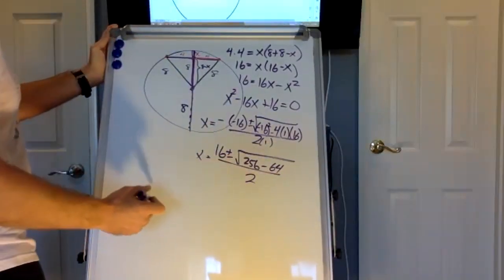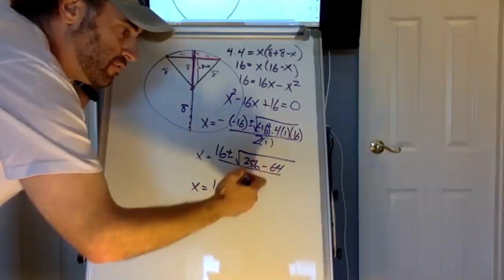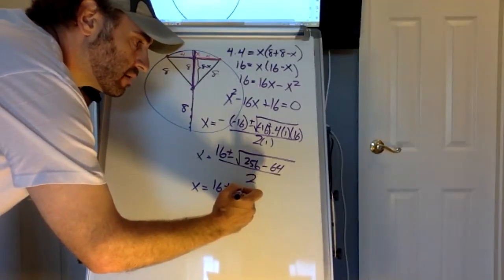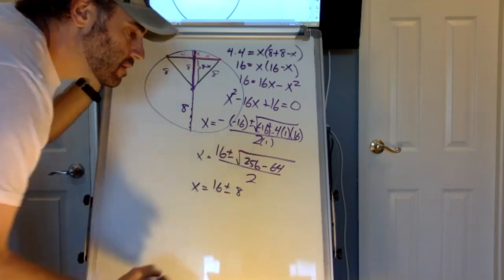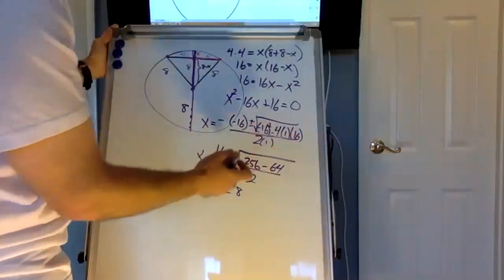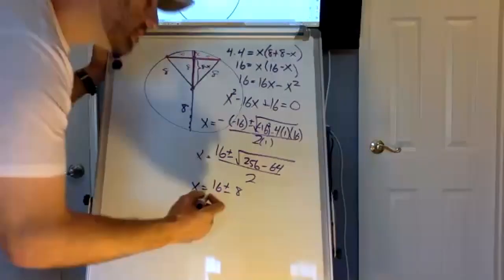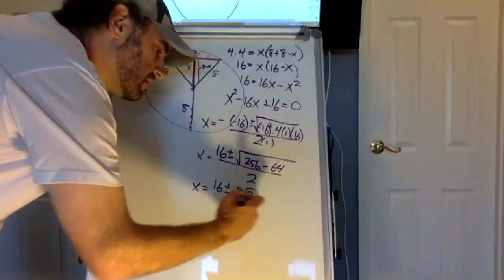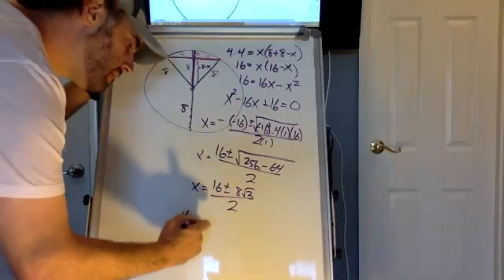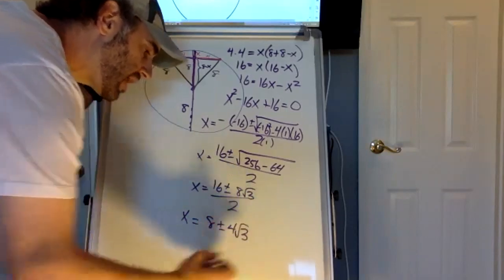Okay, so square root of 192 gave us what? 8 rad 3? Hey, it's not 64, it's 32. What? 2 AC. 2 times 1 times 16. It's 4 AC. David, you get this. Okay, the 2 now, you get 8 plus or minus 4 rad 3.